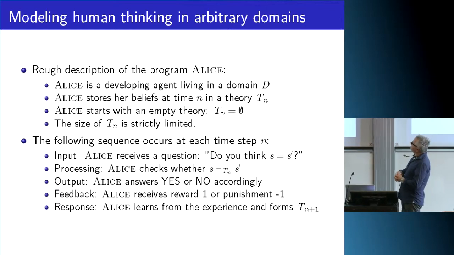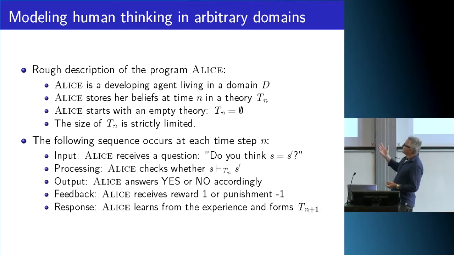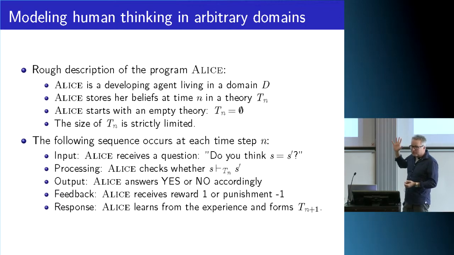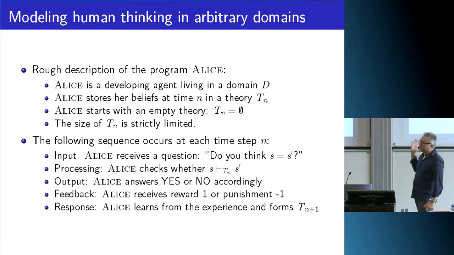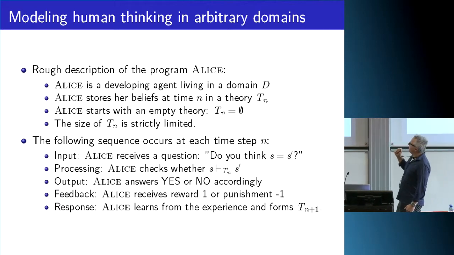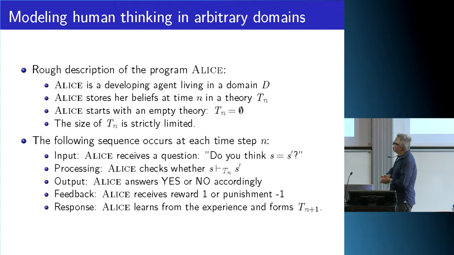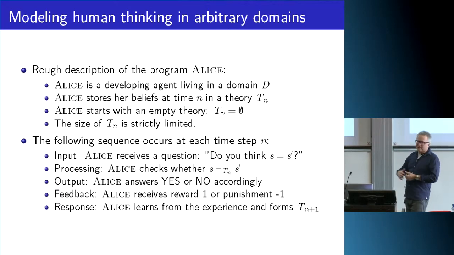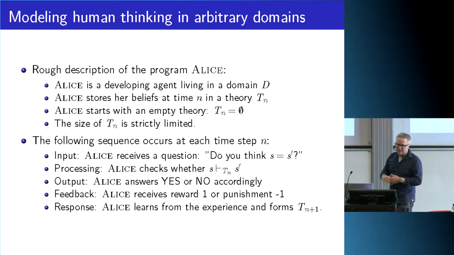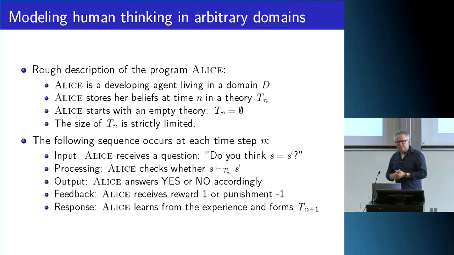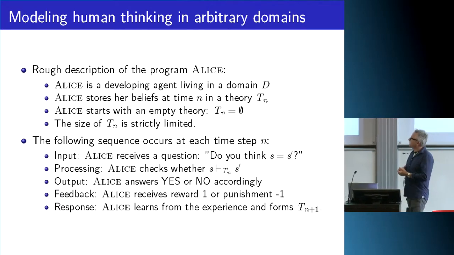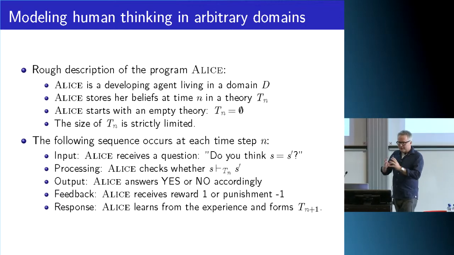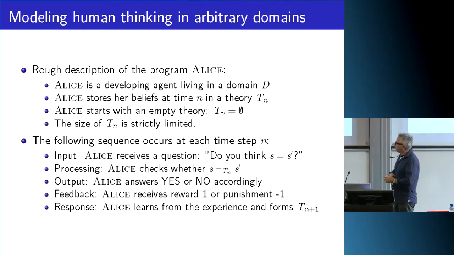Okay, so Alice is a developing agent living in a certain domain, which is unknown to her. Alice stores her beliefs at time n in a theory Tn. And she starts with an empty theory. We're assuming that she starts like a tabula rasa, nothing. And also, like we said before, the size should be limited because she also has a limited long-term memory capacity. Okay, so that's the rough picture of the program.